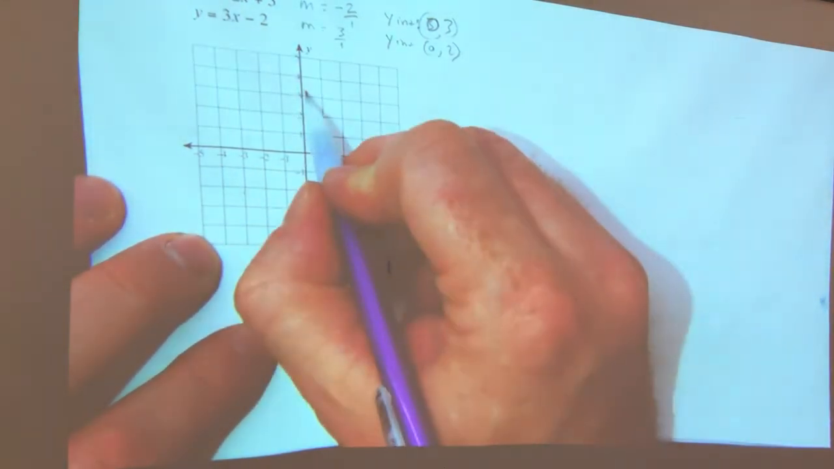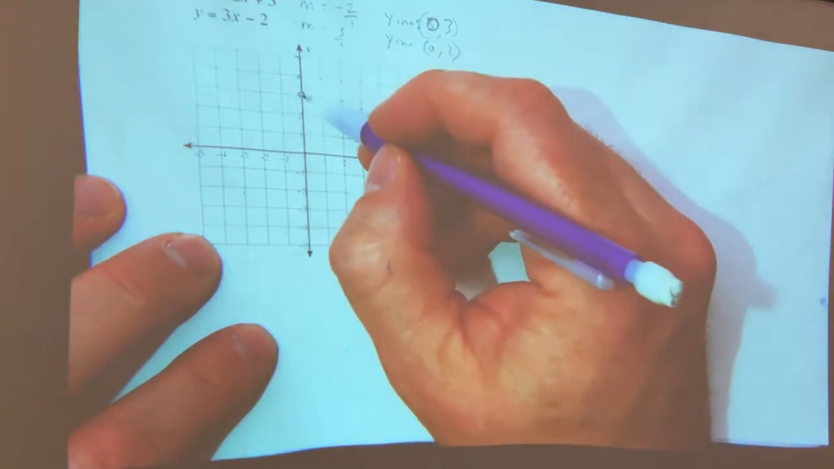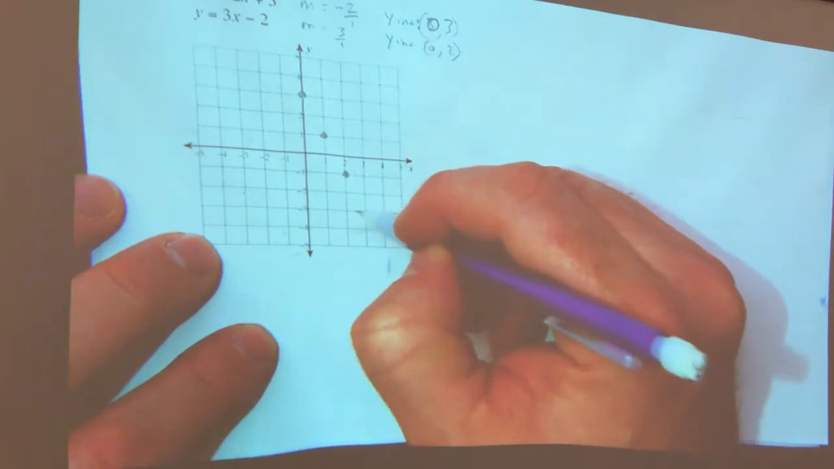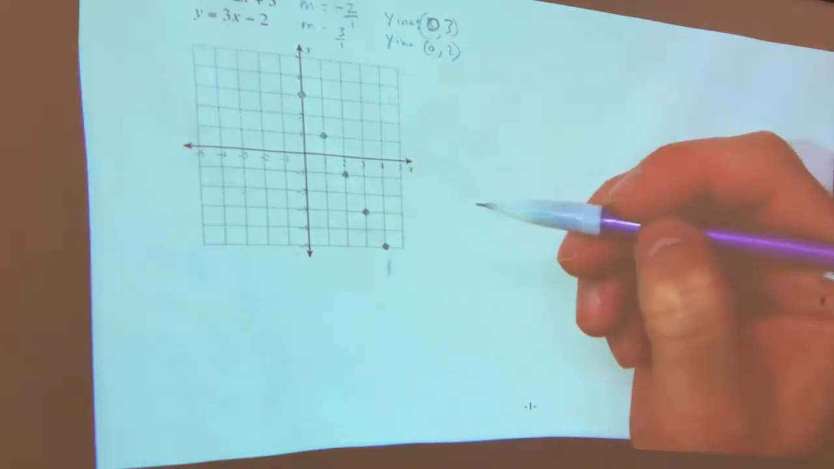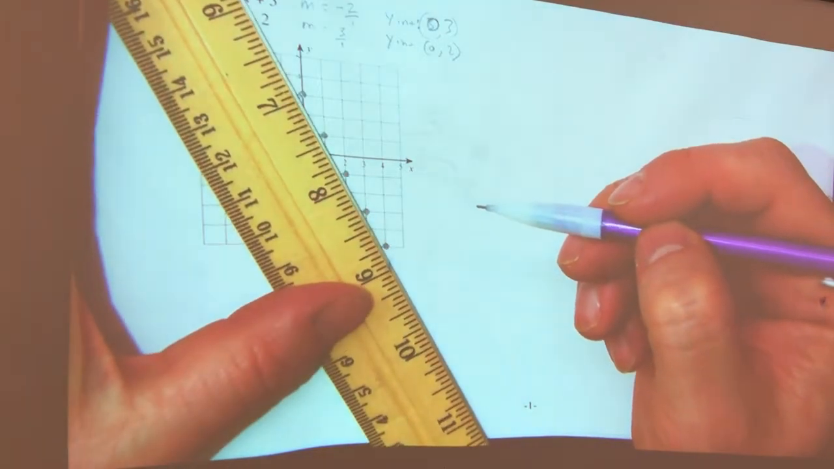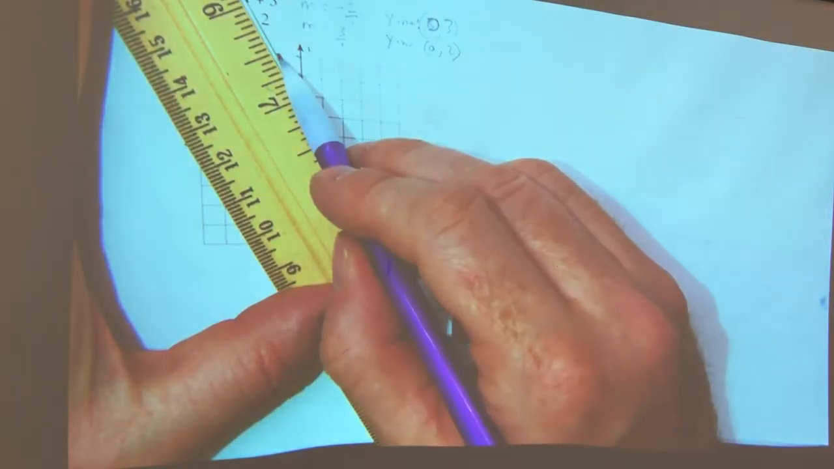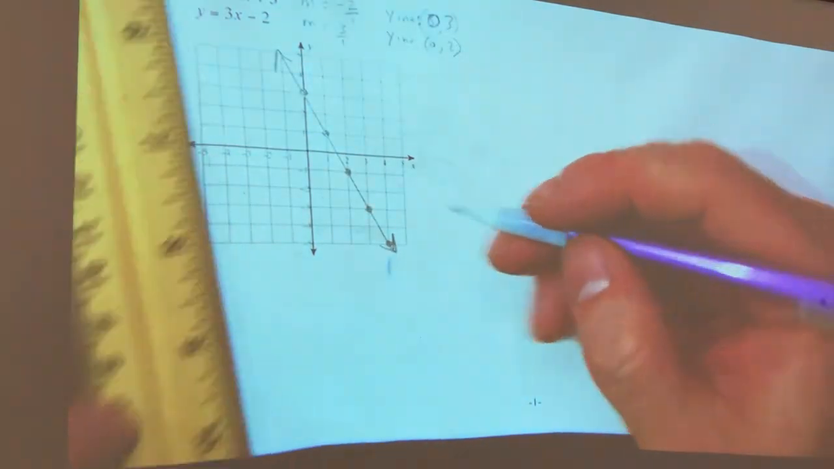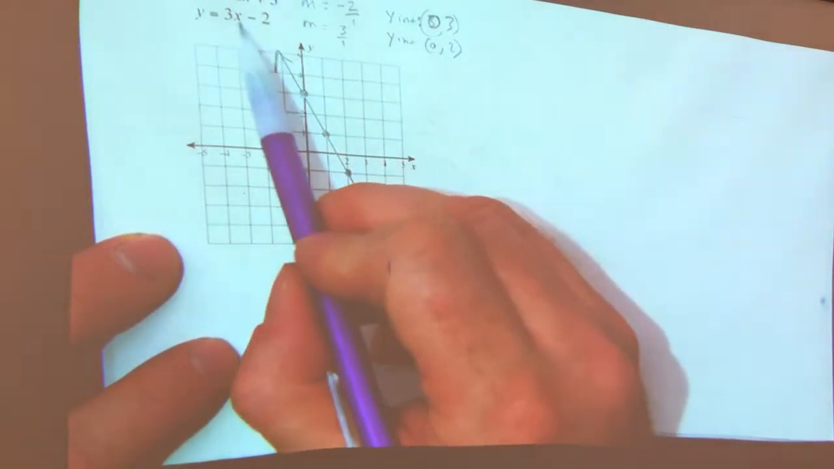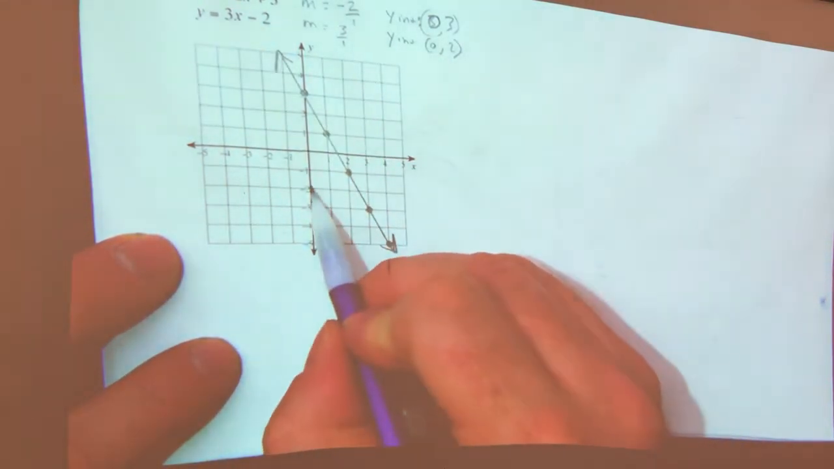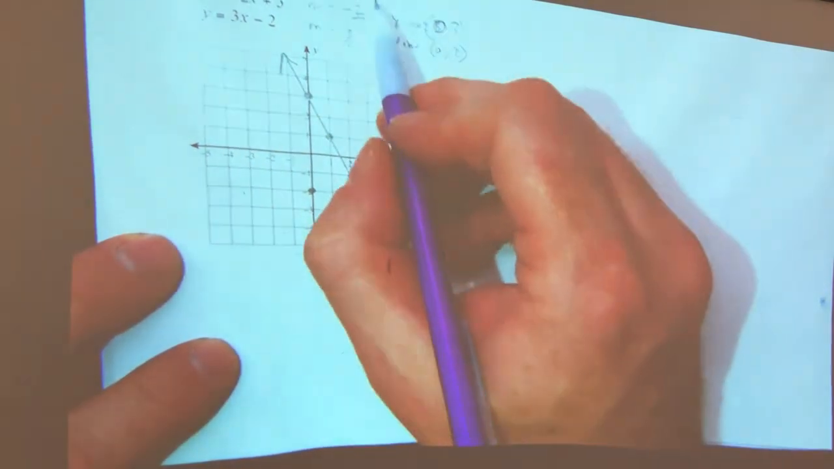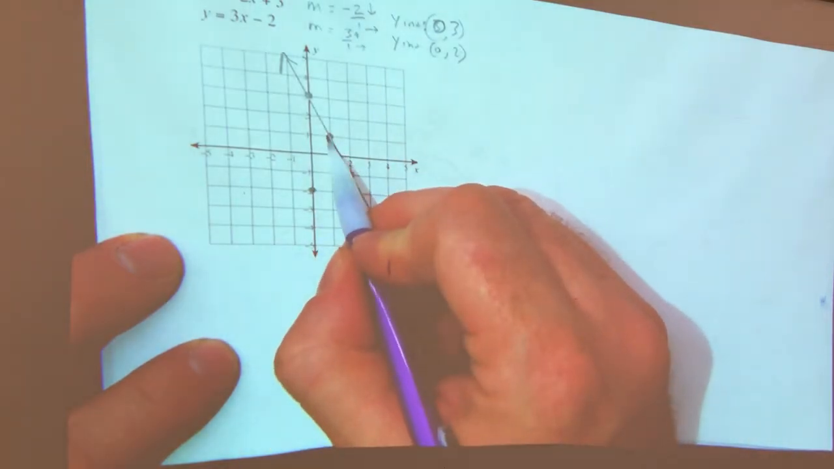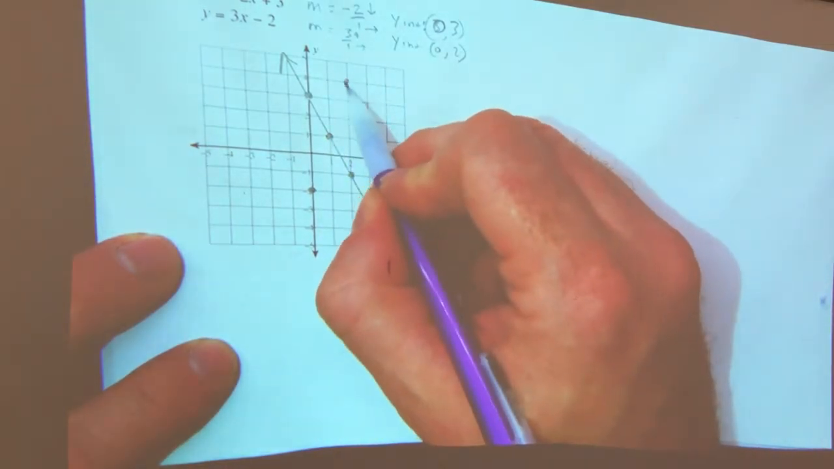So this line crosses at y equals 3 and goes down 2, right 1, down 2, right 1, down 2, right 1. So all of these points are solutions to this line, but only one of them is a solution for the system, meaning for both equations. So now we'll graph the second line. It has a y-intercept of -2 and a slope of 3. So it goes up 3, right 1, up 3, right 1. So there's our solution, that point where they cross.